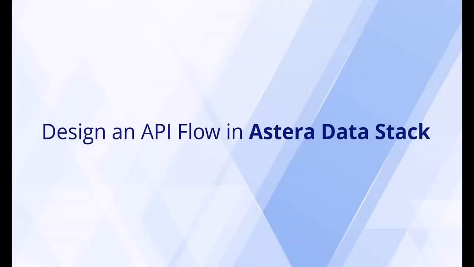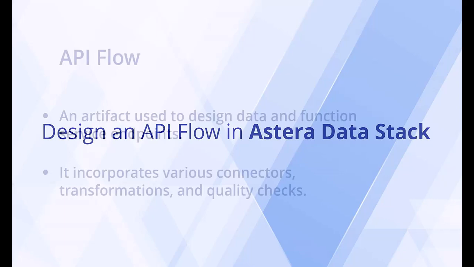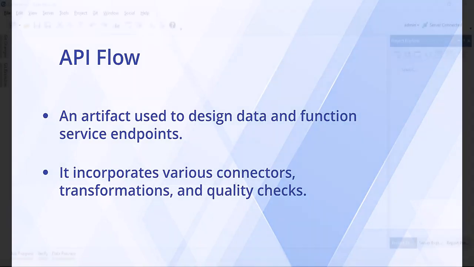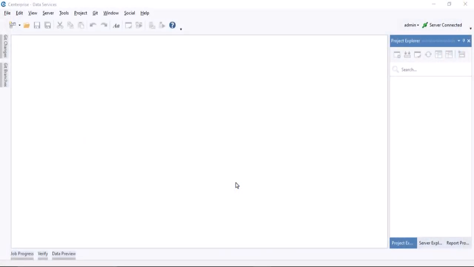Hi. In this video, we will look at how to design an API flow in Astera Data Stack. An API flow is an artifact used to design a data or function service endpoint, incorporating various data connectors, transformations, quality checks, task-based operations, integrating services, and more. Astera Data Stack holds the ability to create an API flow as an API endpoint by defining its request and response objects. To start, let's see how we can create API flows within a project.